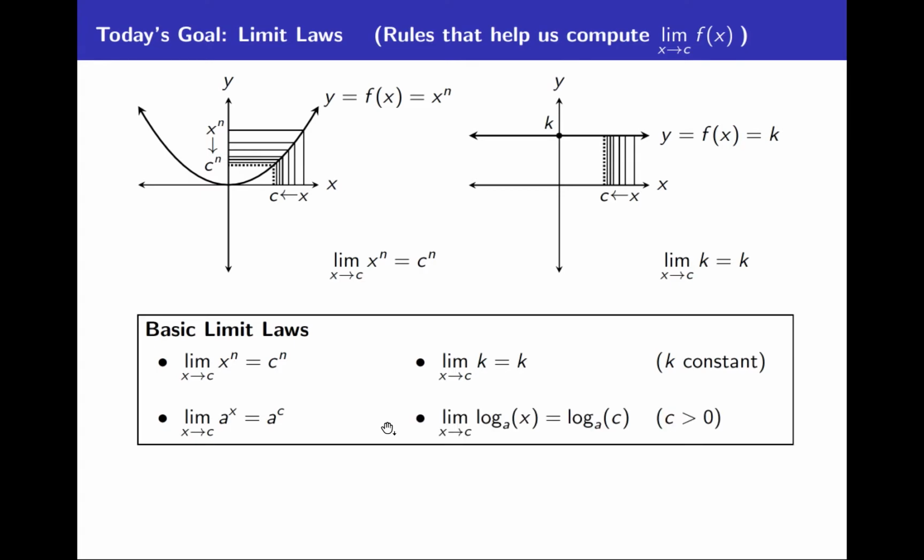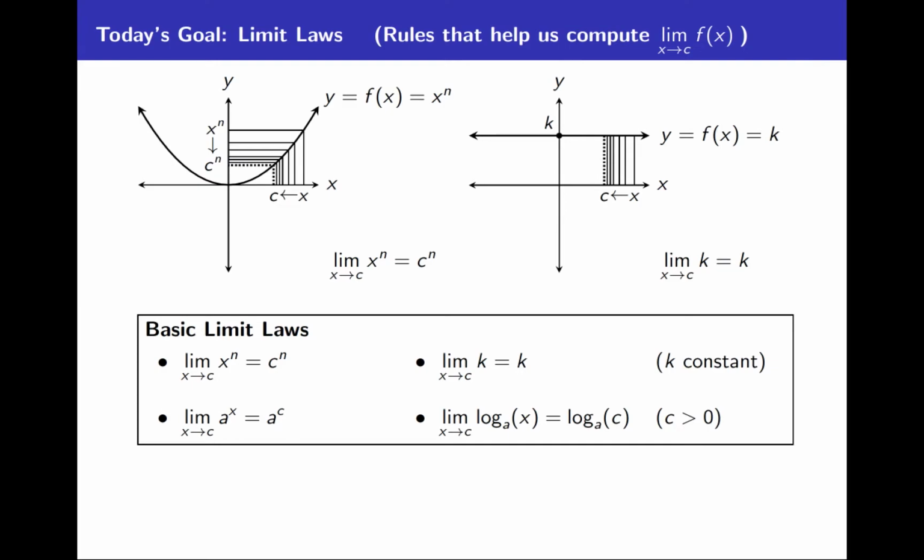And you could do the same thing for logarithms. As long as c is in the domain of a logarithm function log base a, in other words, c is positive, the limit as x approaches c of log base a of x should be log base a of c. As x gets closer and closer to c, it stands to reason from your understanding of the graph that log base a of x is getting closer and closer to log base a of c.